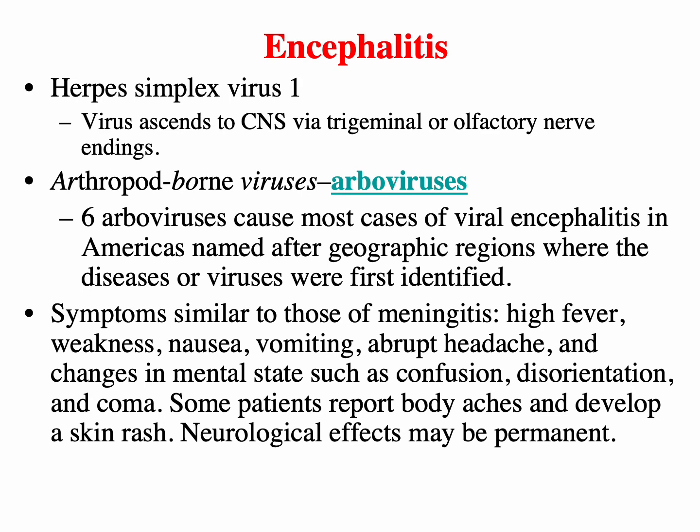So the other group of viruses that commonly causes encephalitis is called arthropod-borne virus, or arbovirus. There are 6 of them, many in the Americas, that is North America and South America, and they're named after the geographical region where they were discovered. You'll see the names in a minute.